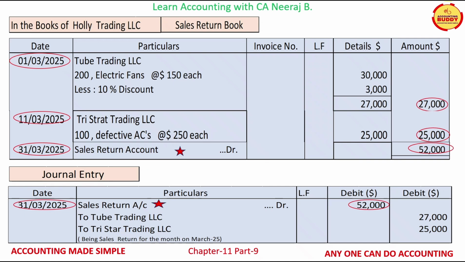Respective customer accounts will be credited. That is, Tube Trading LLC will be credited by $27,000 and TriStar Trading LLC will be credited by $25,000. Proper narration for the journal entry is also mentioned.